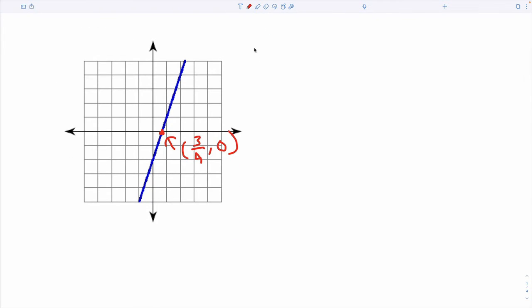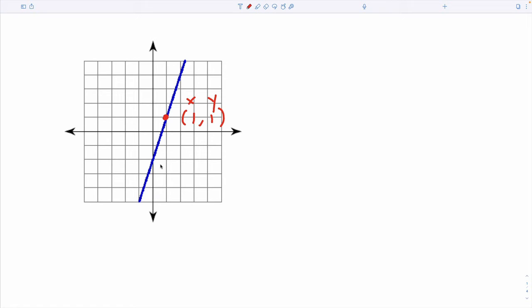Alexis, what point do you see? Over 1, up 1? That's a pretty safe bet. So let's make a point at 1, 1. That'll be a pretty easy one to decipher. Okay, and remember when you plotted a point, you just found the x and the y.